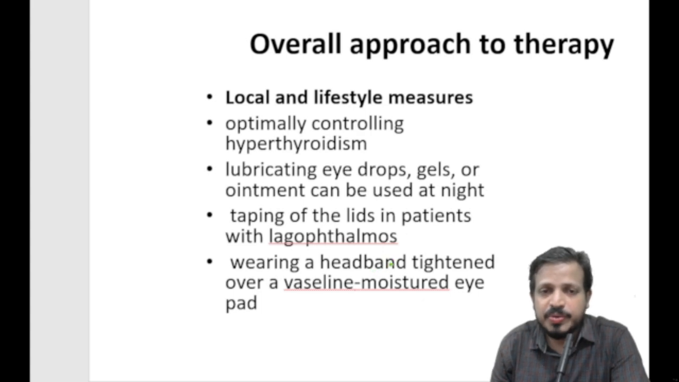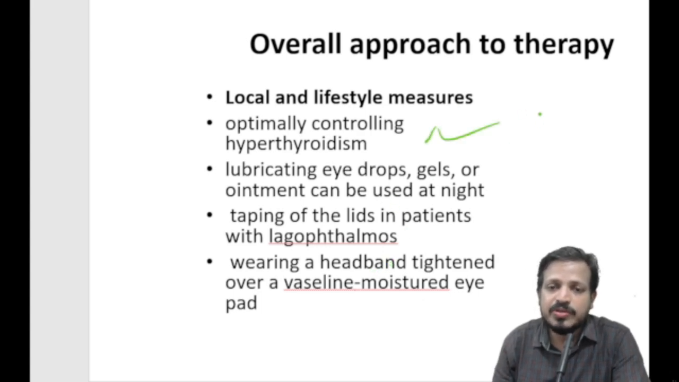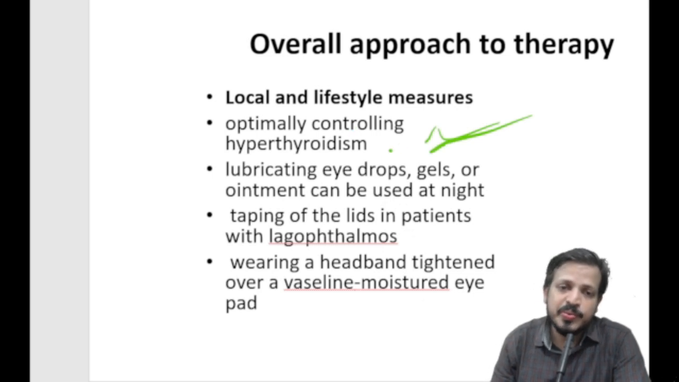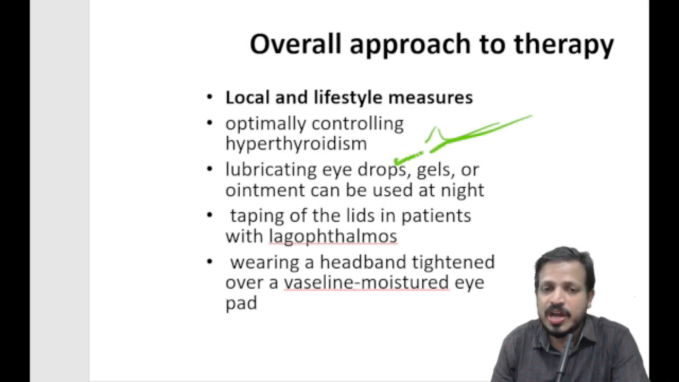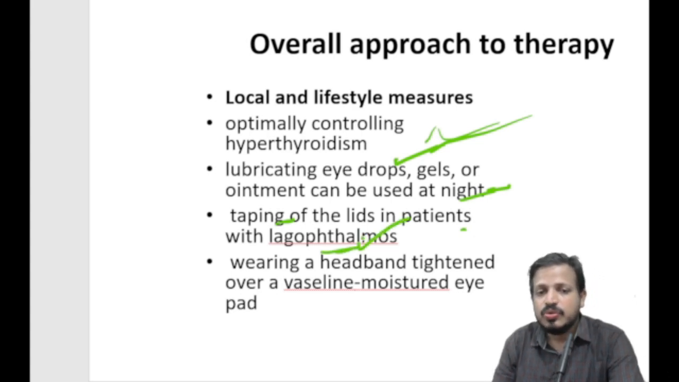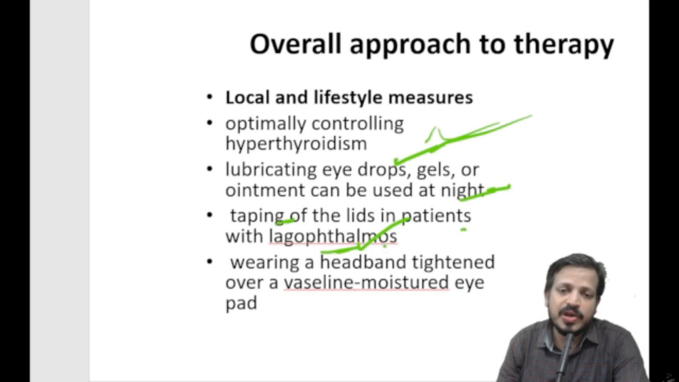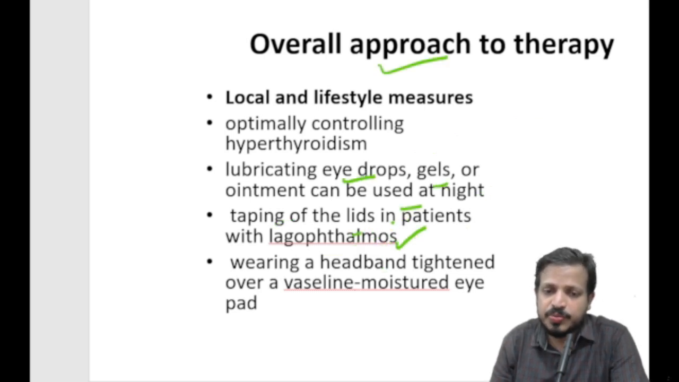So again we have to revise these things. The overall approach to therapy: first, local and lifestyle measures we will ask of all patients: optimal control of the hypothyroidism or hyperthyroidism, lubricating eye drops, eye gel or ointment at night, and taping the eyelids when there is lagophthalmos, that is incomplete closure of the eyelids. Wearing a headband, tightening with a Vaseline moisturized eye pad can also be used.